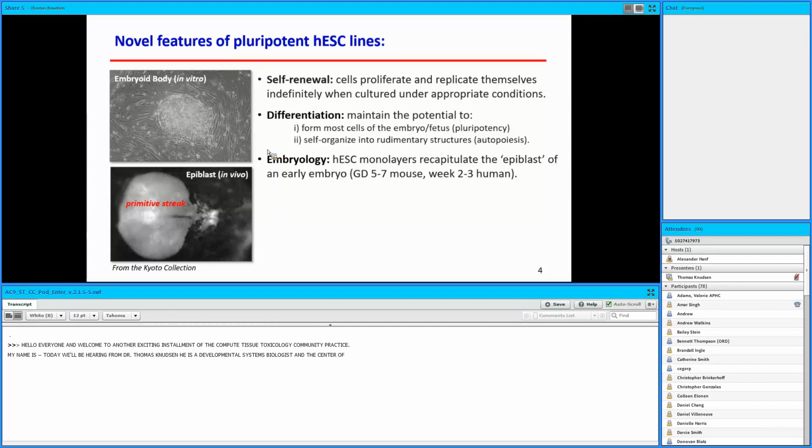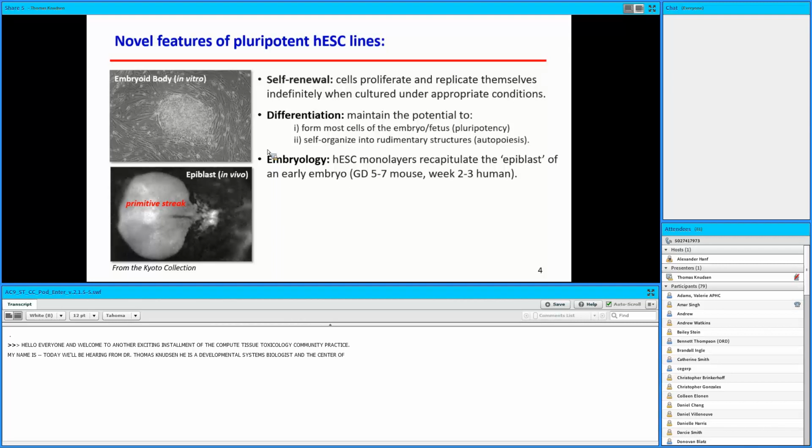And third, they have actually a pretty amazing capacity for self-organization into rudimentary tissue structures. We can call that autopoiesis, the ability to self-organize. So self-renewal, multi-pathway differentiation, and self-organization are three things that make it very appealing for potential NAMs for developmental toxicity.